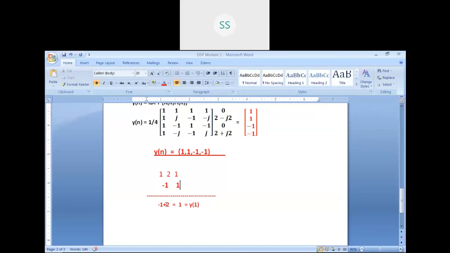So now 2 into minus 1, what are you going to get? Minus 2. Then 1 into 1, it will be plus 1. So the answer will be minus 1. What actually is it? It is y of 2. Did you understand? This minus 1 is already there. So we are simply verifying our results, that's all.